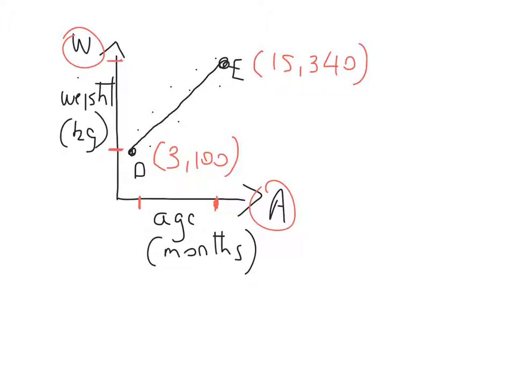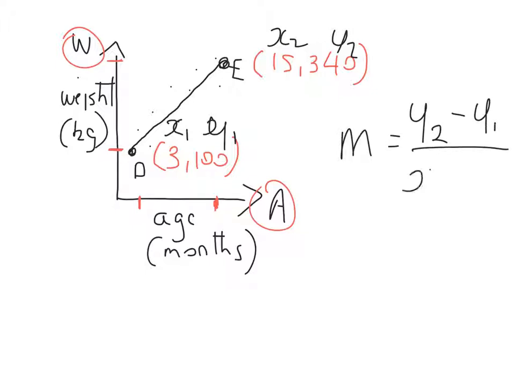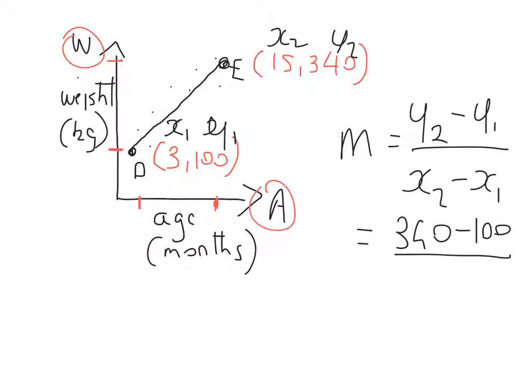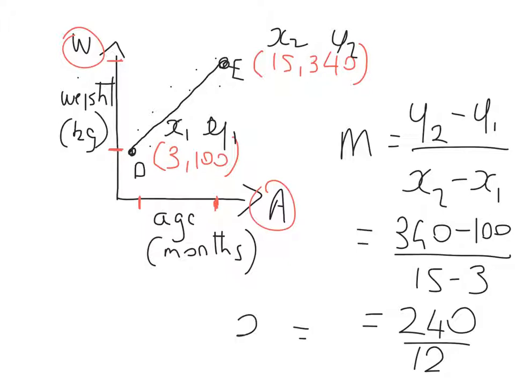So I'm going to first of all calculate the gradient. So x1, y1, x2, y2. The gradient is then y2 minus y1 over x2 minus x1. So that's 340 minus 100 over 15 minus 3. That's 240 over 12. That cancels right down to give you 20. So the gradient of the line is 20.